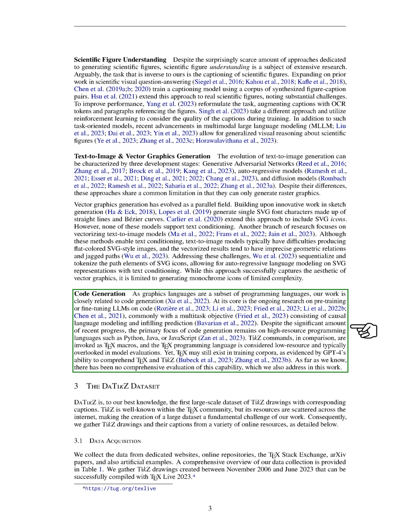Section: Code Generation. Our work is closely tied to code generation, as graphics languages are a subset of programming languages. We focus on the ongoing research on pre-training or fine-tuning language models on code, often with a multitask objective that includes causal language modeling and infilling prediction. Despite recent advancements, code generation primarily focuses on high-resource programming languages like Python, Java, or JavaScript.